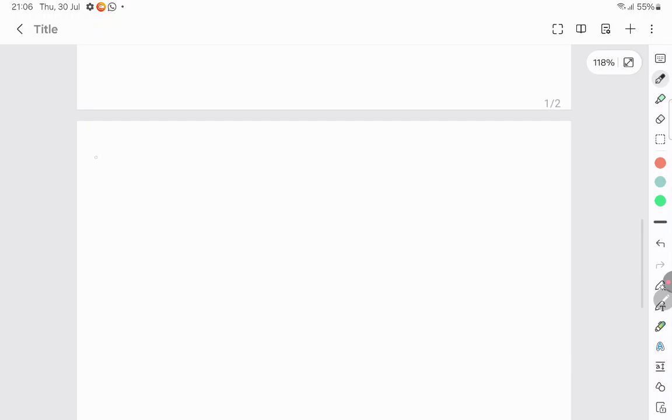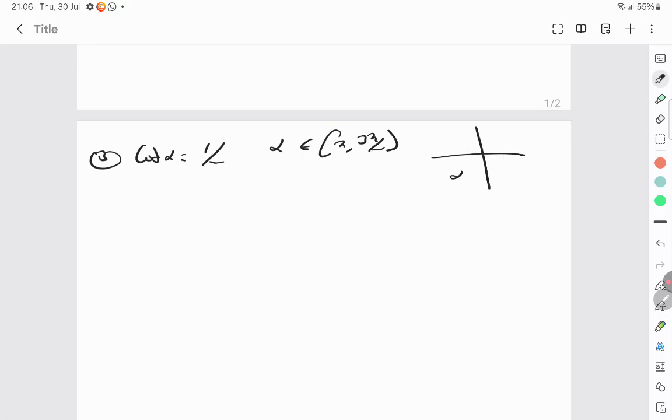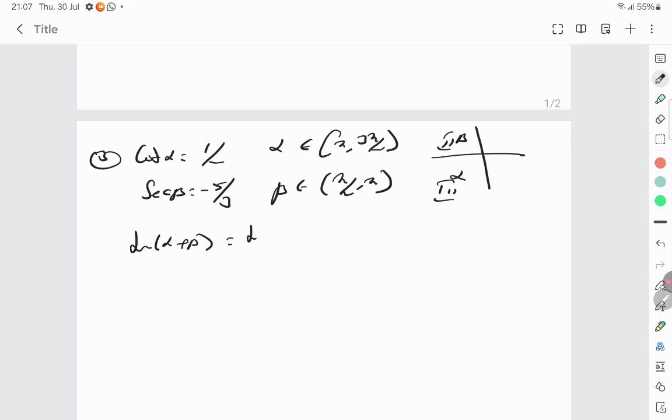So let's go to the next question, which is the third question. They've given cot alpha to be 1 by 2, where alpha is an element of pi by 2 to 3 pi by 2, which shows that alpha is lying in the third quadrant. And they're saying secant beta is equal to minus 5 by 3, where beta lies between pi by 2 and pi, which means it's in the second quadrant. So they're asking you to find tan (alpha plus beta), which is (tan alpha plus tan beta) by (1 minus tan alpha tan beta).